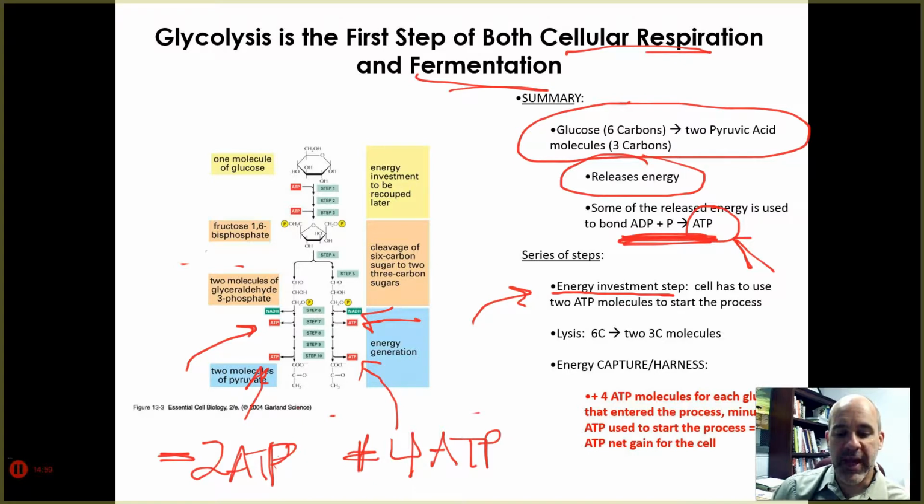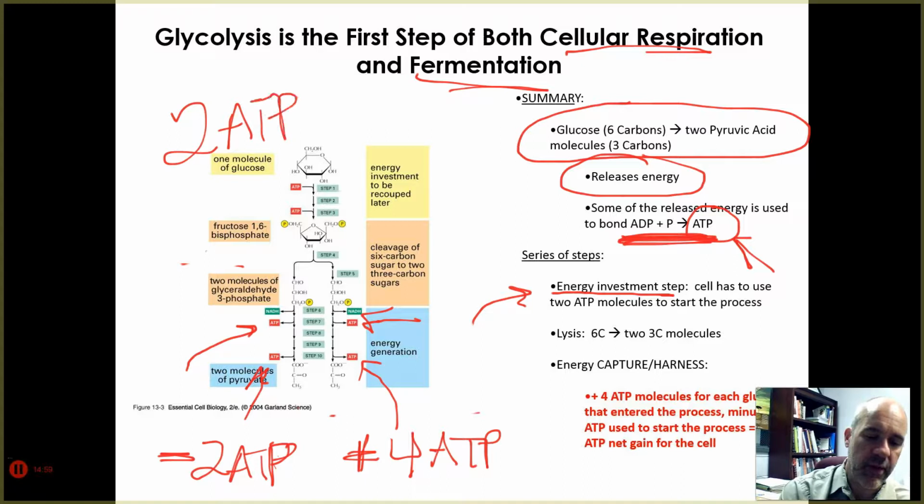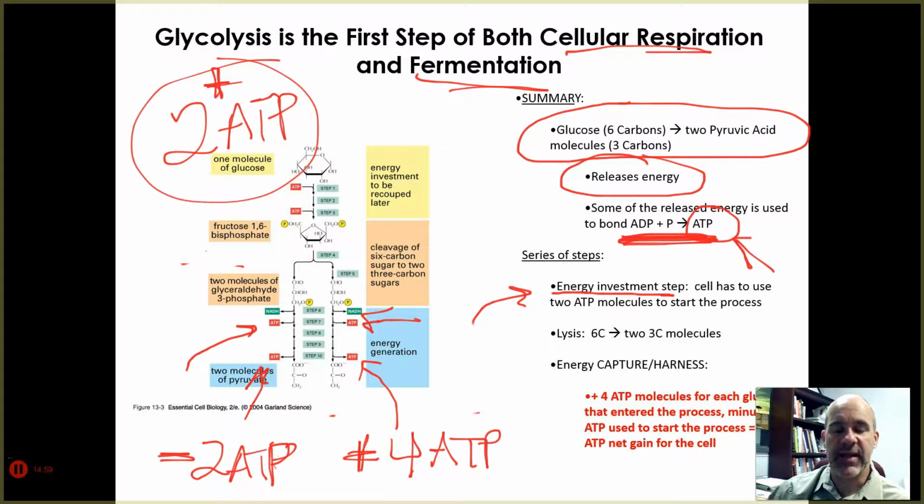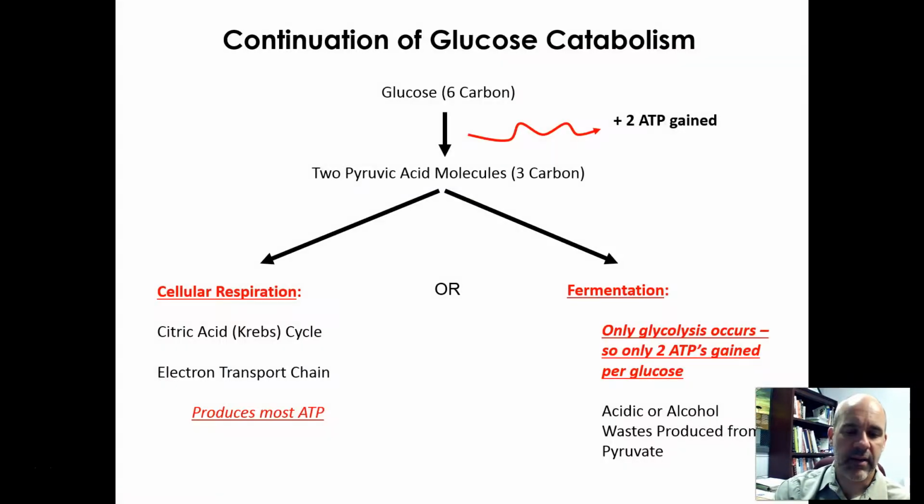So what's the overall net gain for the cell? You use up 2, you gain 4. The cell winds up gaining 2 more ATPs that it did not have before it started doing glycolysis on that single glucose molecule. So that's a key output of glycolysis, 2 new ATPs for the cell for every glucose molecule that enters and completes that process.